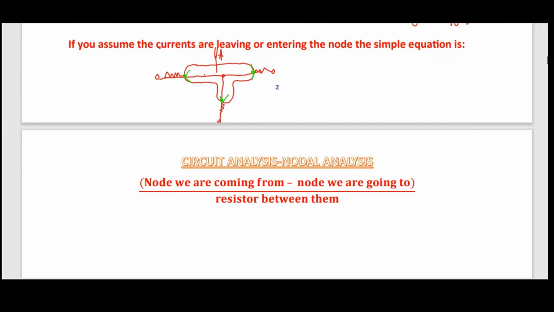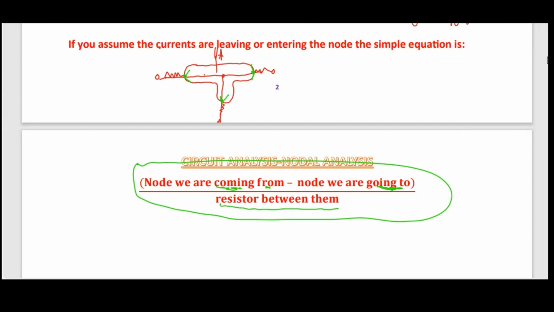So if it's leaving, this is where you have to remember, that's really important: the node we are coming from, subtract the node we are going to, divided by the resistor between them.